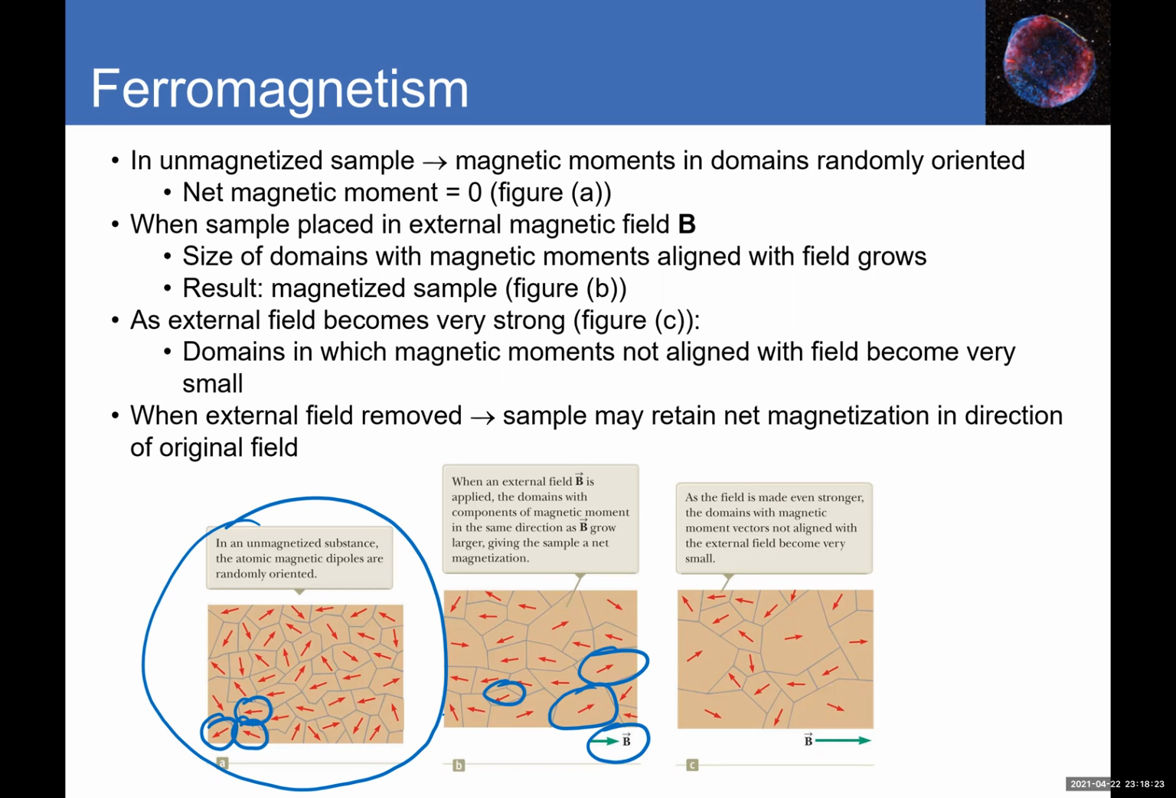That means as the external field becomes very strong, you can increase the domains, and the domains in which the magnetic moment is not aligned with the field become very small. So if we increase the magnetic field strength, the domains that are aligned basically dominate the region. Okay. That means the sample may retain the net magnetization in the direction of the original field, even after we remove this external magnetic field. That means the system then becomes magnetized.